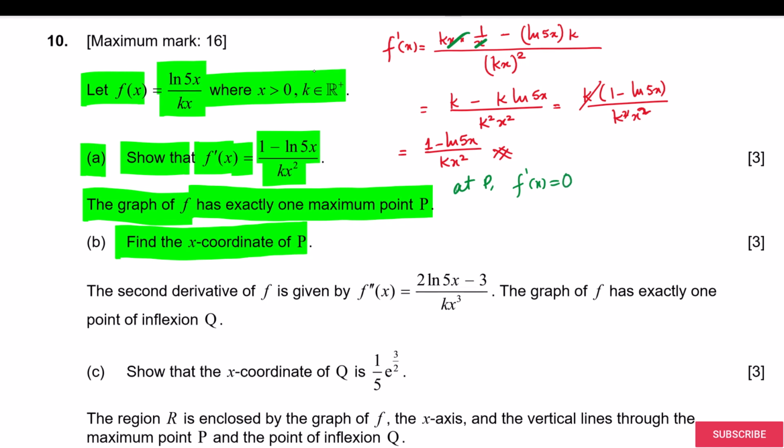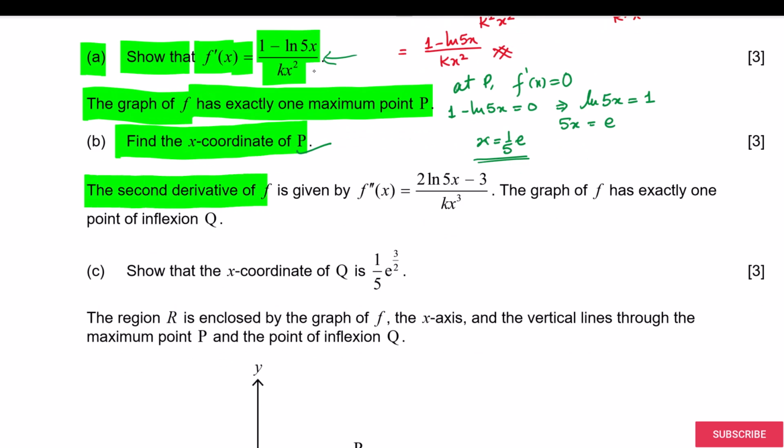So it means we have f prime x as 1 minus ln 5x over kx squared. If this is 0, it means the numerator is 0. 1 minus ln 5x equals 0, because we know the denominator can't be 0. So from here we got ln 5x equals 1, or we can say 5x as e to the power 1. We can write just e, and then x becomes 1 over 5 times e, and that's the x coordinate of P. So now we'll see the next one.